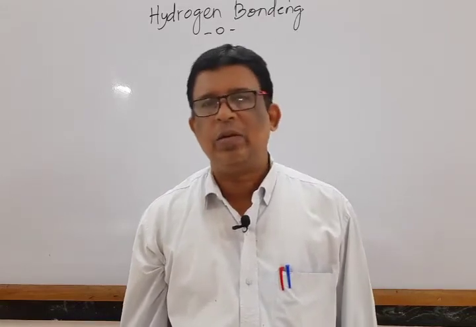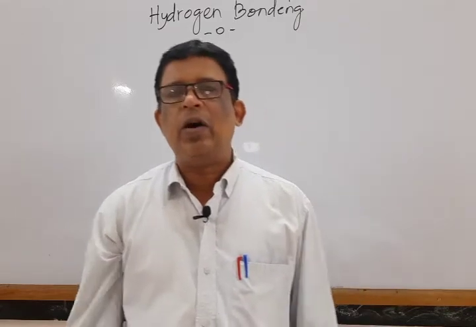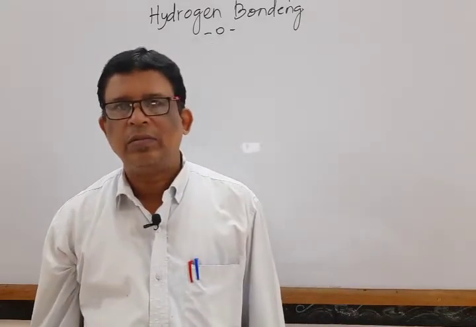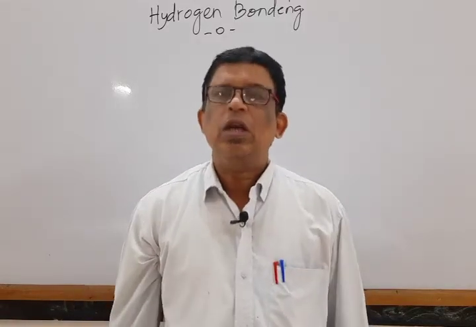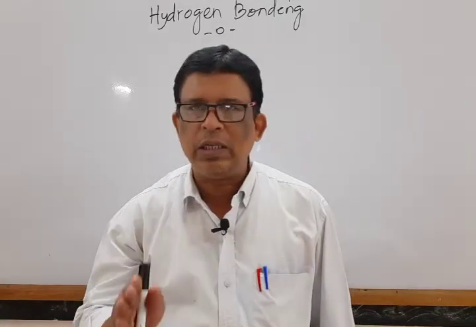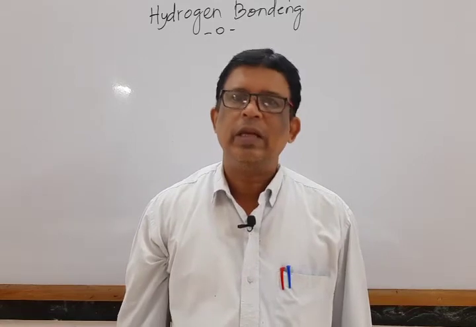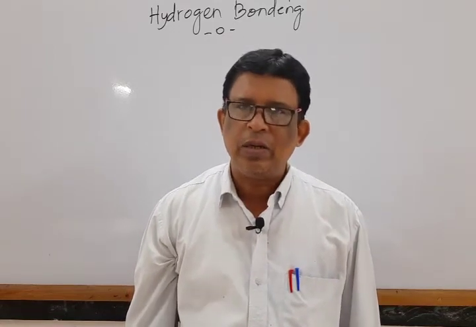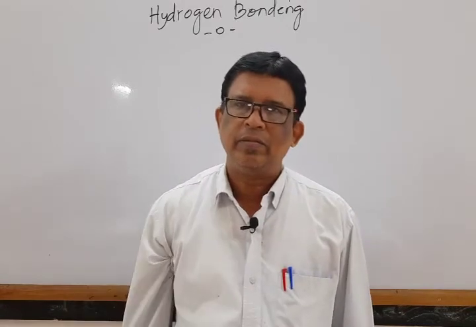oxygen and nitrogen. So the force which binds the hydrogen atom of one molecule with the most electronegative element, that is nitrogen, oxygen and fluorine of another molecule, is known as hydrogen bond. It is represented by a dotted line.